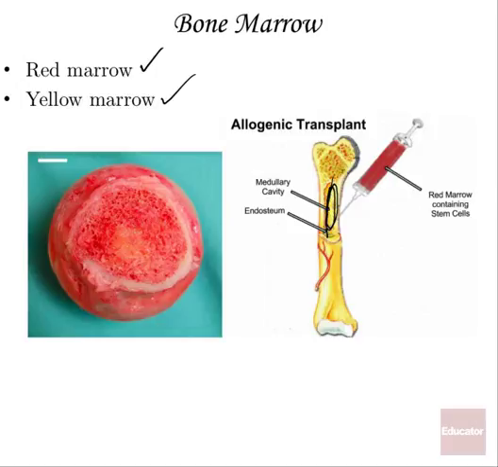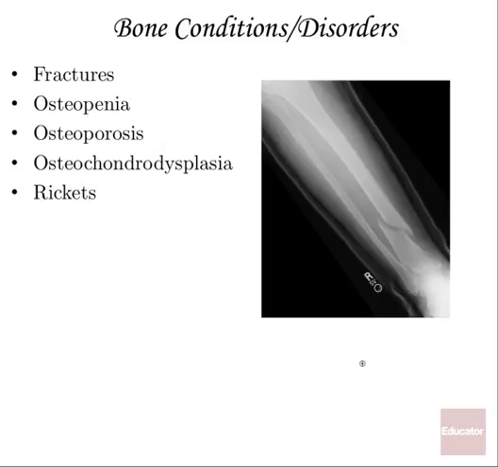In the medullary cavity. It's yellow because of lipids. You have a lot of fat storage in the medullary cavity of your bones, especially a large bone like the femur, like the humerus, some of the biggest bones in your body. And now for some bone conditions and disorders.